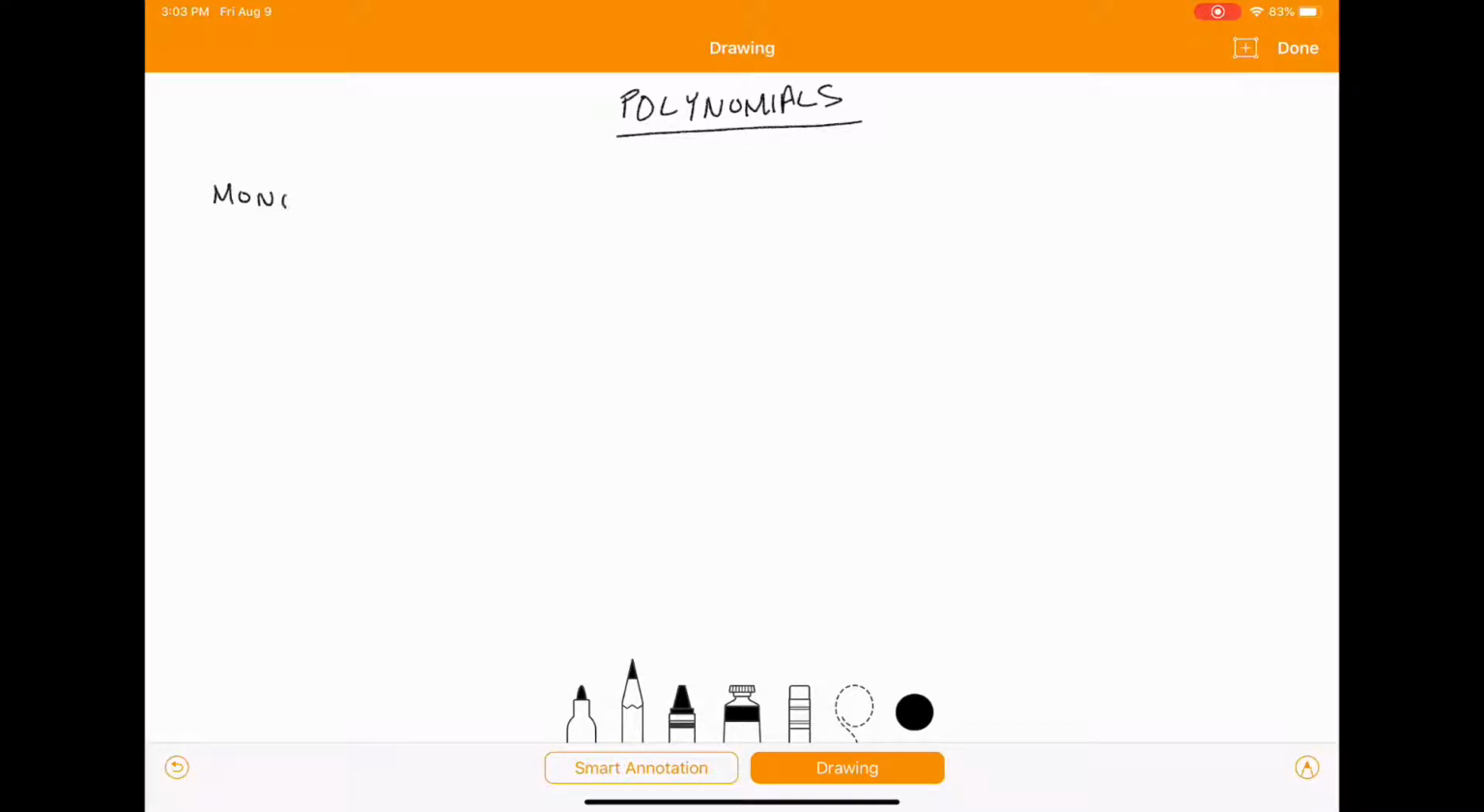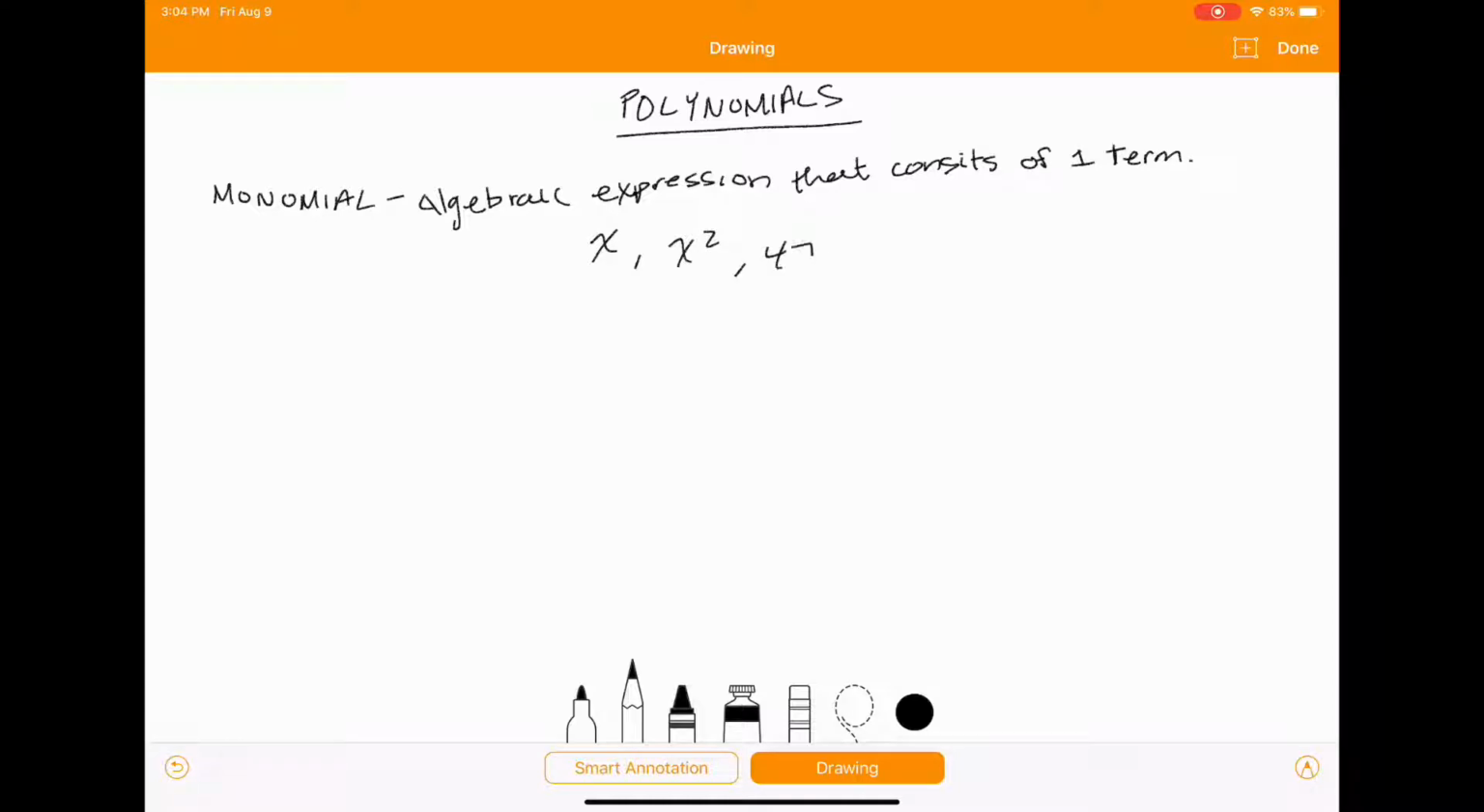A monomial is an algebraic expression that consists of one term. So for example, x squared, 4x cubed, those are all examples of monomials.